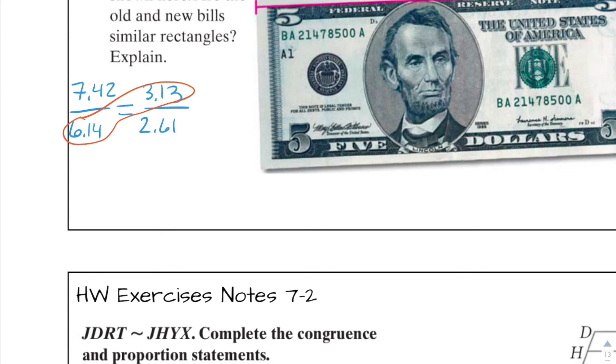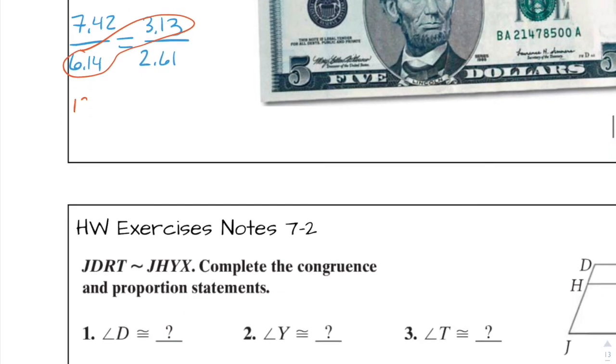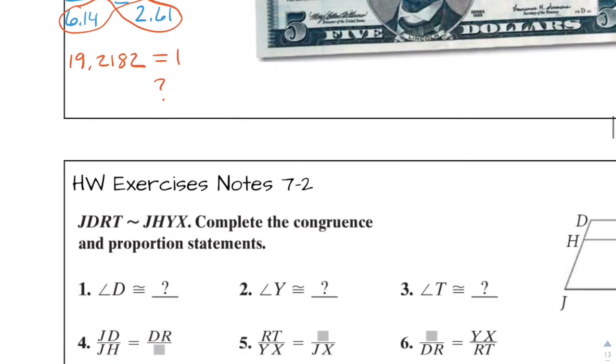6.14 times 3.13, and we get 19.2182. The question is, is that equivalent to the cross products of these? So they should be equal. 7.42 times 2.61 is 19.3662.